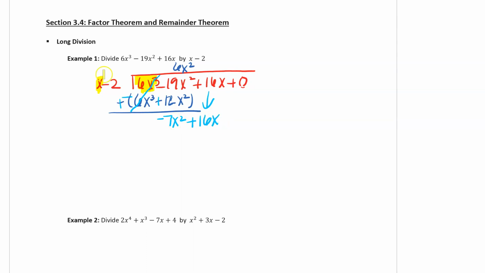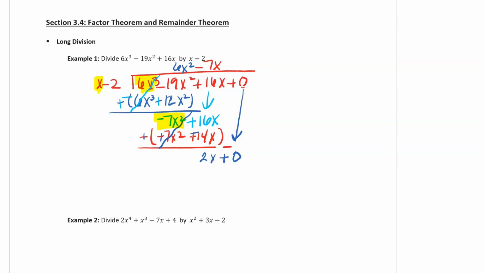And then you're going to compare again. X times what would give you negative 7x squared? That would be a negative 7x. You can see I'm placing it above the term that has a singular x on it. Then you're going to multiply. So negative 7x times x gives me negative 7x squared, and it should. That's the reason I picked it. Negative 7x times negative 2 gives me a positive 14x, and I want to subtract this whole thing. So I'm going to change all the signs. This should cancel, otherwise I picked a bad term. And then combine these to give you a 2x. And then you bring down the next term, so plus 0.